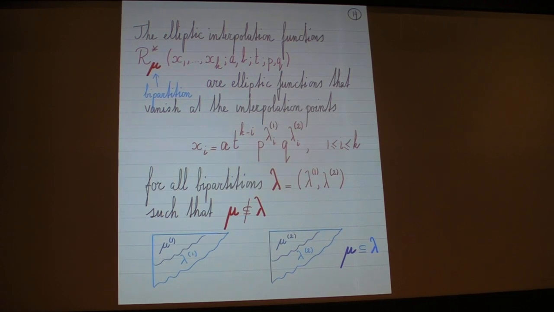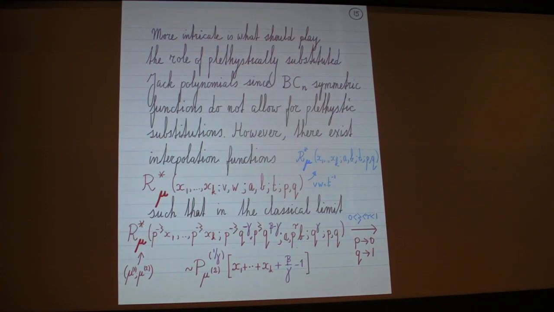Okay. So that's these elliptic interpolation functions. A really nice class of functions. They can be viewed as analogs of the Jack polynomials, if you wish, in quite a drastic limit. But what should be the plethystically substituted Jack polynomial? That's a little bit more difficult, because we're now in the BCn world, and you can no longer do plethystic substitutions. For those who know about plethystic substitutions, it should be clear this works in the symmetric function world, but it's more complicated in the BCn symmetric function world.